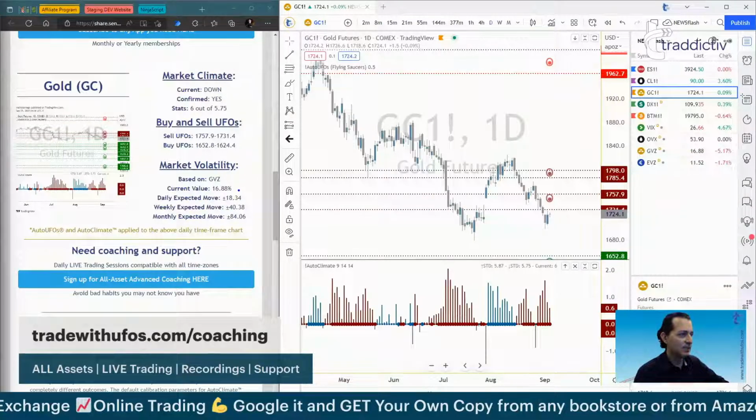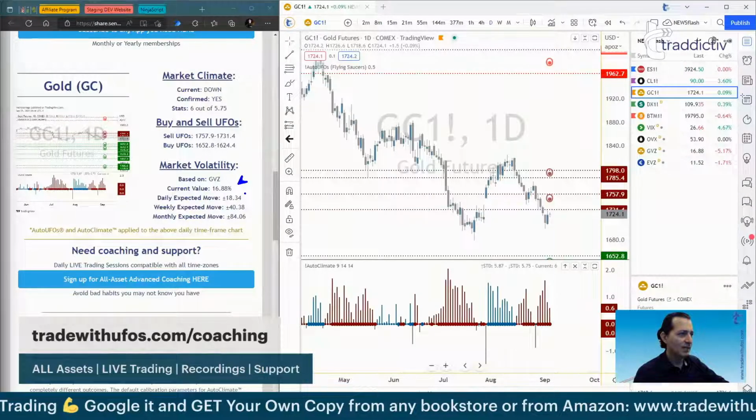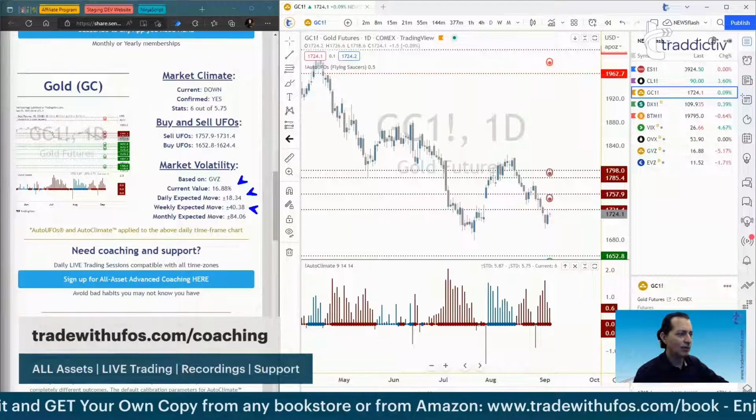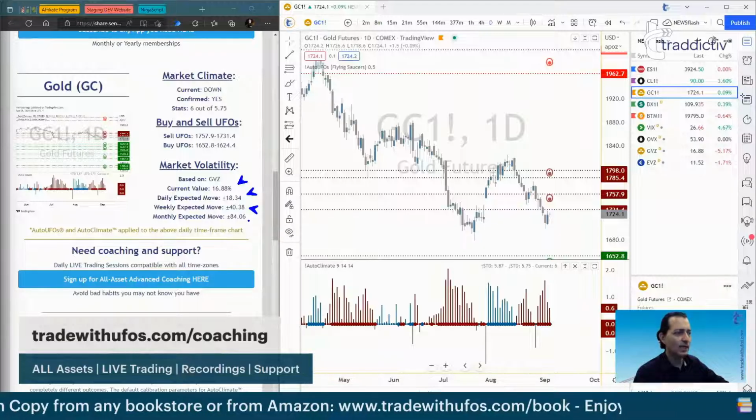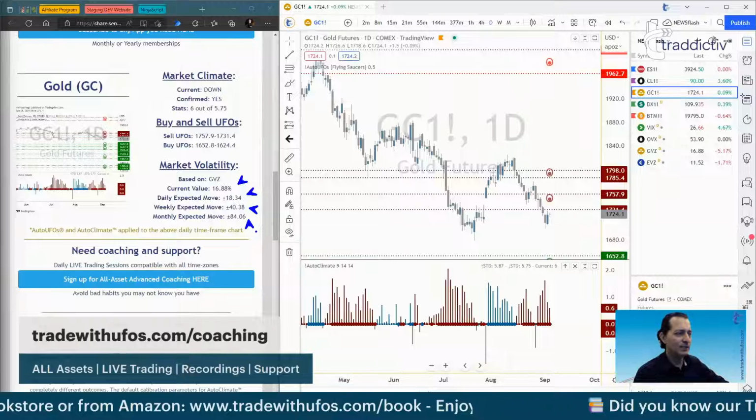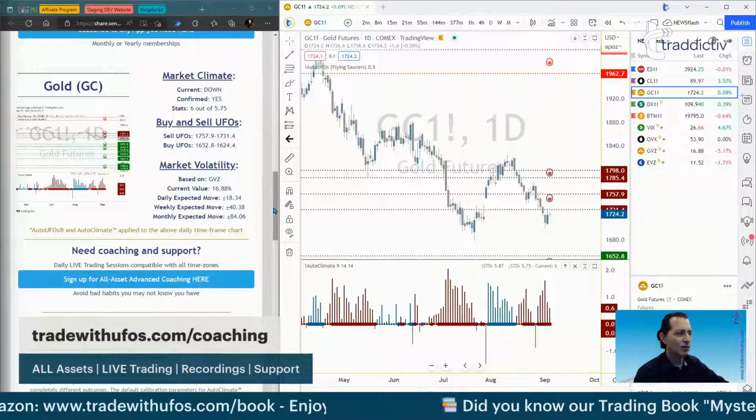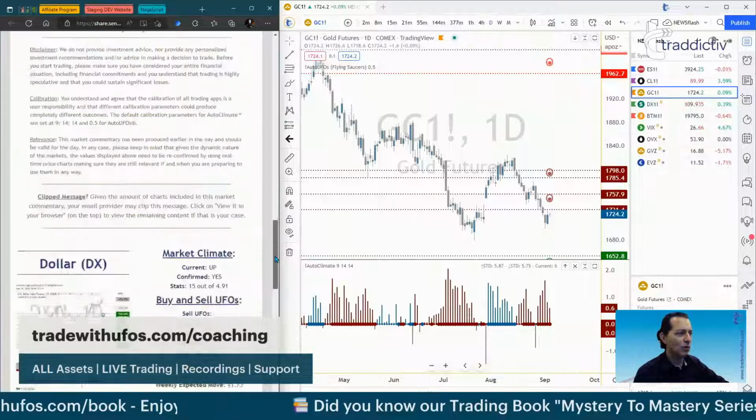Speed of movement, 16.88%. That is 18.34 points a day, either up or down, 40.38 points a week, either up or down, 84.06 points a month, either up or down. That would be for gold.